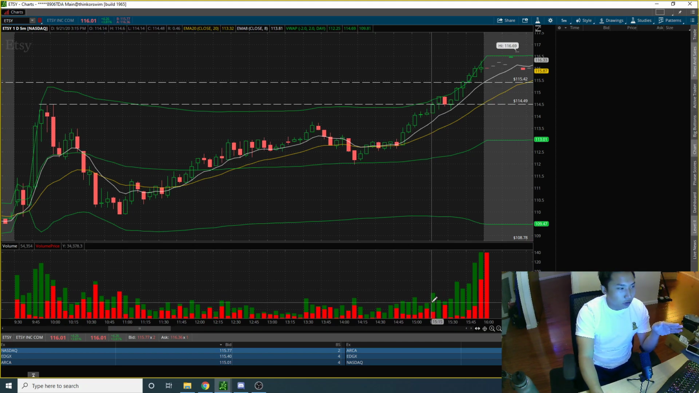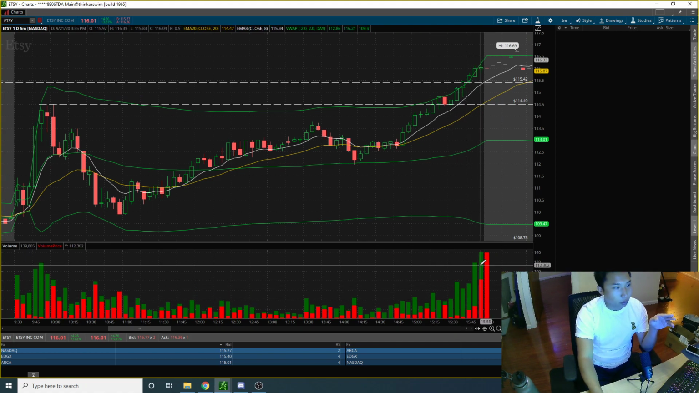I wouldn't have taken this trade if Etsy wasn't strong because this wasn't a huge confirmation. You did get some confirmation though around here where we make that move up and we have rising volume. And then even towards the end of the day, we get rising volume towards the end.